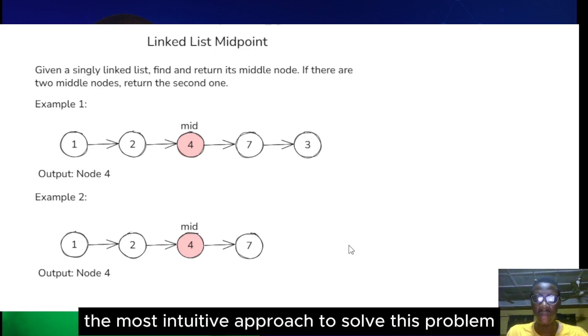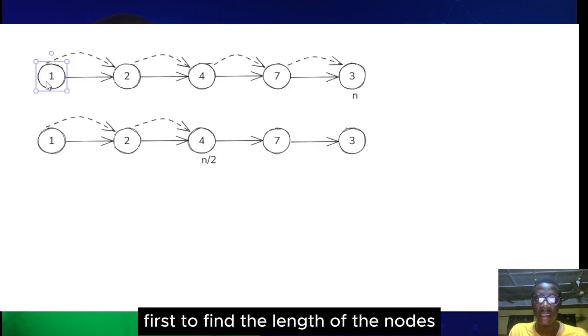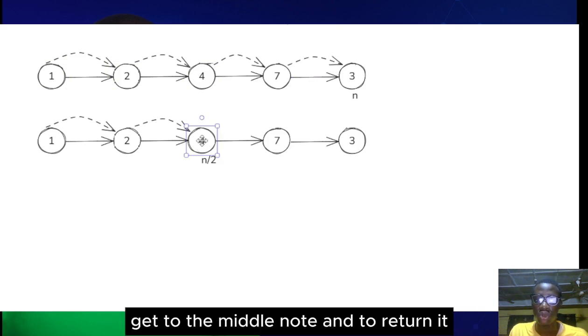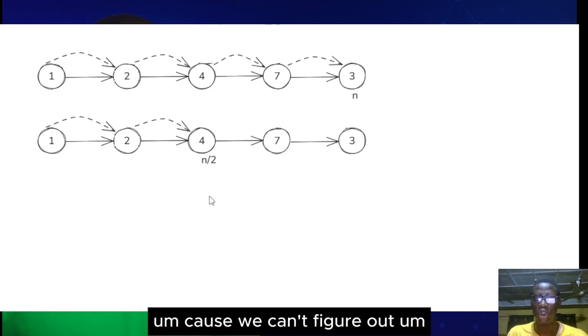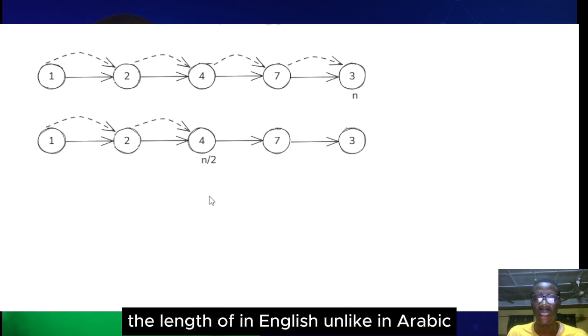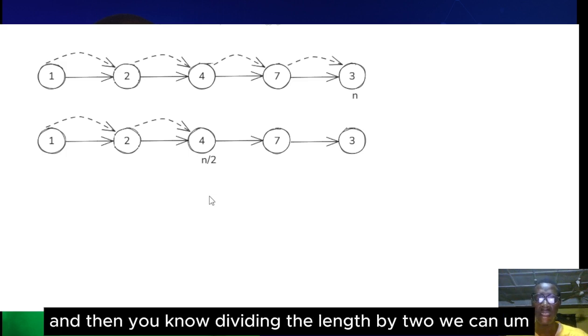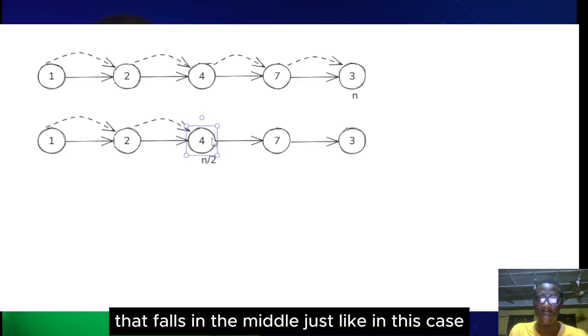The most intuitive approach to solve this problem is to traverse the linked list first to find the length, and then traverse it a second time to get to the middle node and return it. Unlike an array, we can't figure out the length of a linked list directly, so we need to traverse to find the length, and then dividing the length by 2, we can traverse to find the node that falls in the middle.